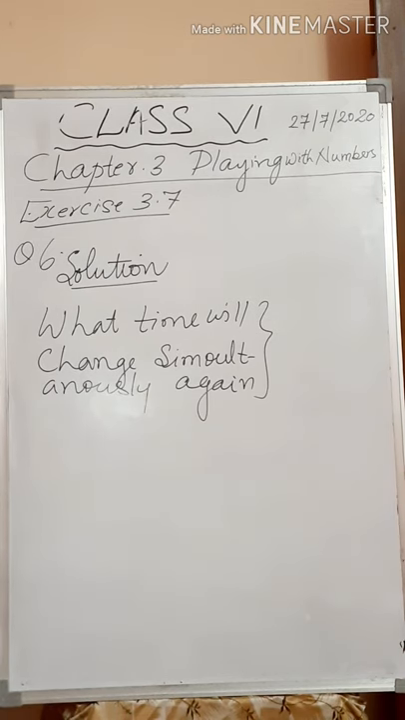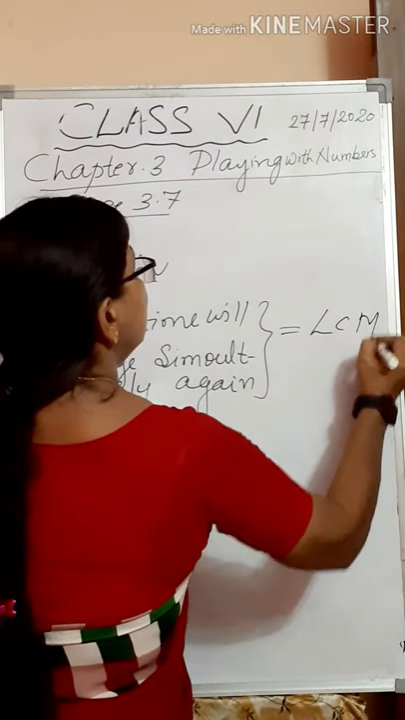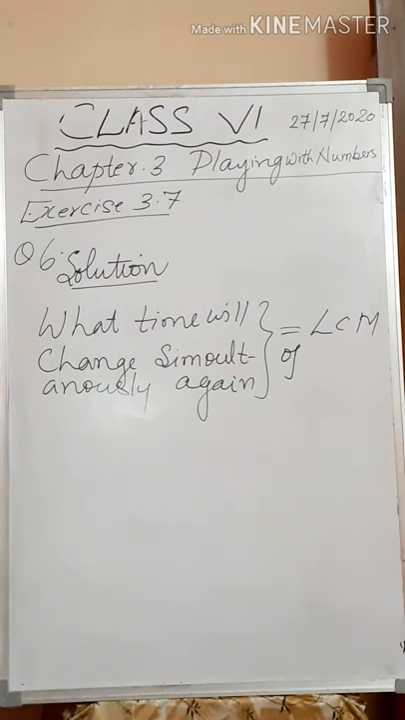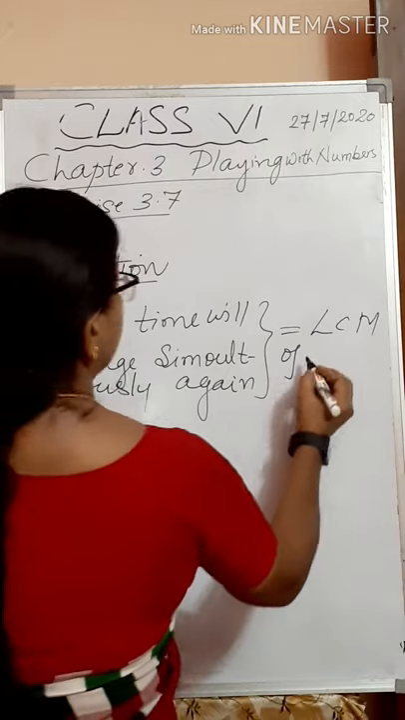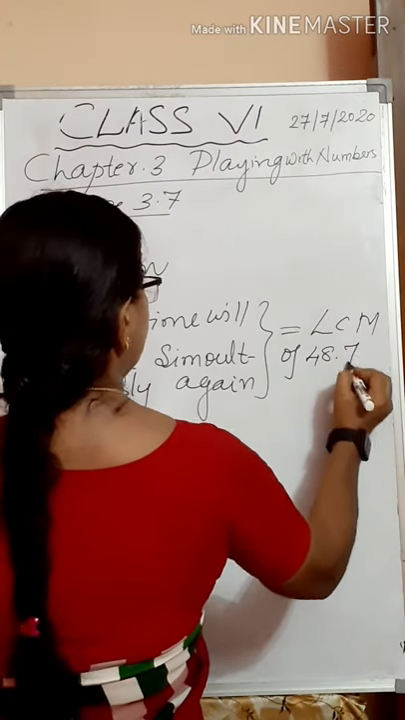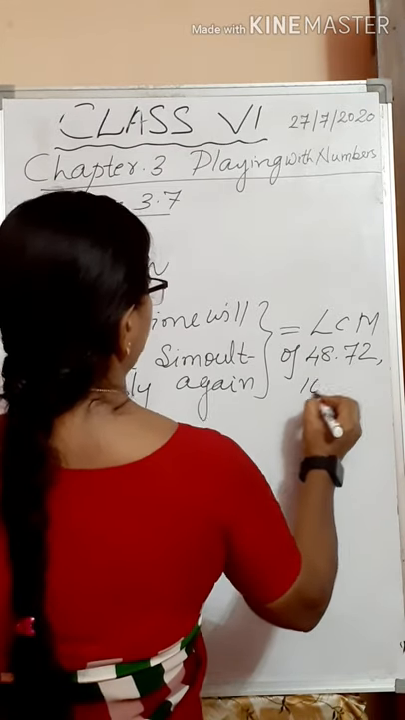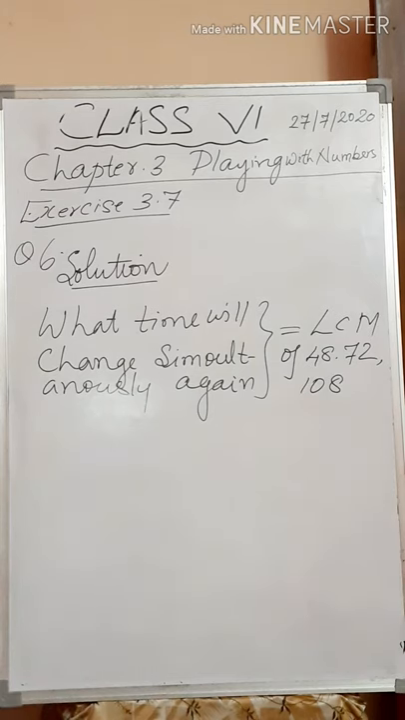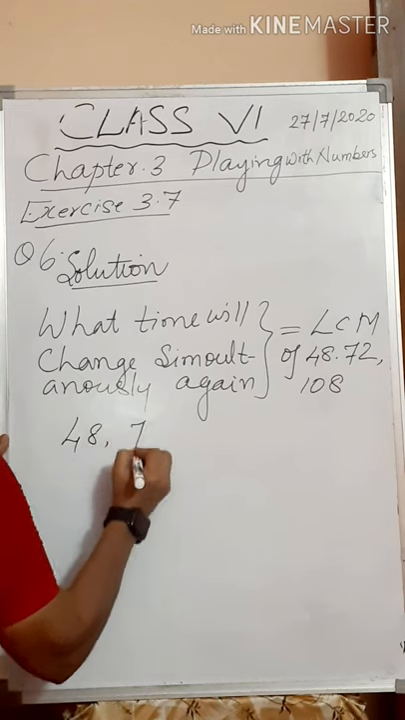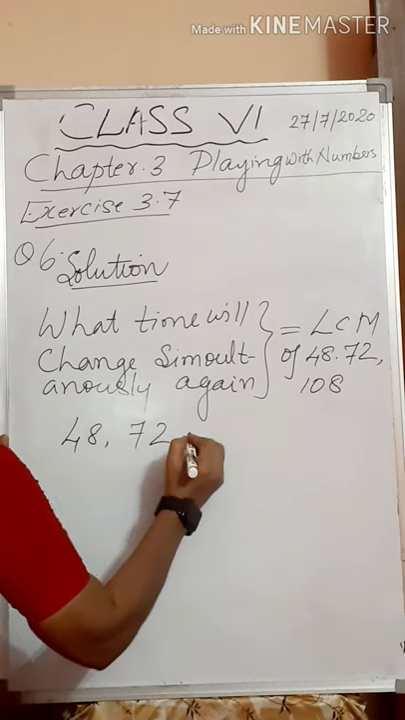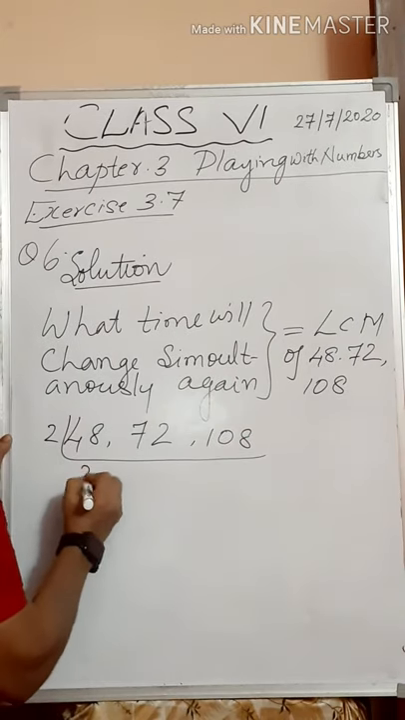In this case, we have to find out the LCM of the three lights, that is 48, 72 and 108. We have to find out the LCM. This is the solution. We are going to find out the LCM of 48, 72 and 108. We know how to find out the LCM.